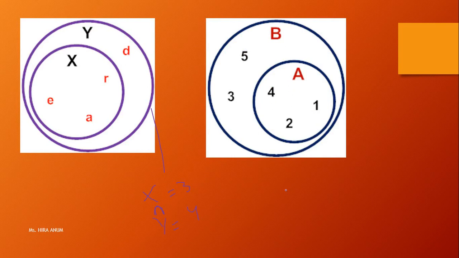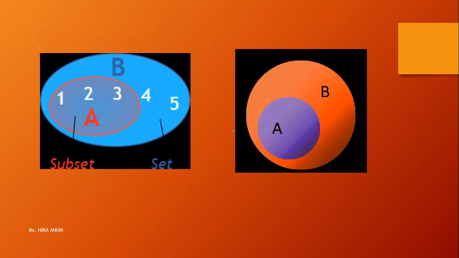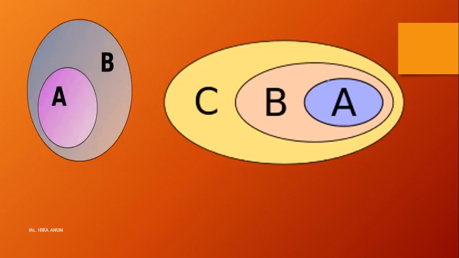A has elements 1, 2 and 4. You have 3 elements. But in B you have 5 elements: 1, 2, 4, 3, 5. You have 5 elements. So A is a subset of B. You can write it like this. A is a subset of B. B is a subset of C. Or you can say A is a subset of C.